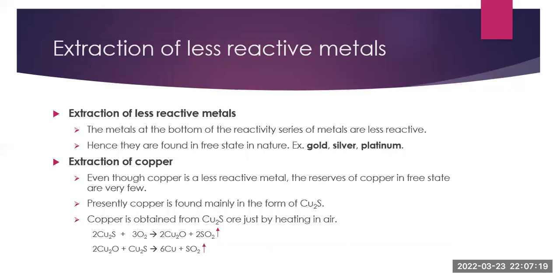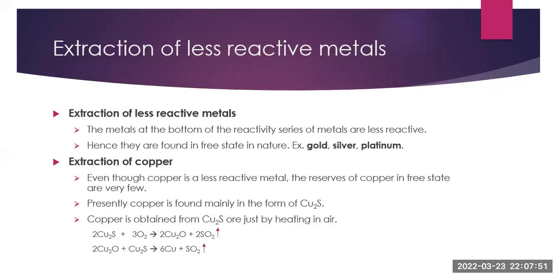Now we come to extraction of less reactive metals. The metals at the bottom of the reactivity series of metals are less reactive. Hence, they are found in free state in nature. For example, gold, silver, and platinum. Copper is also one of the less reactive metals, but the reserves of copper in free state are very few. So presently, copper is found mainly in the form of copper sulfide, that is Cu2S.